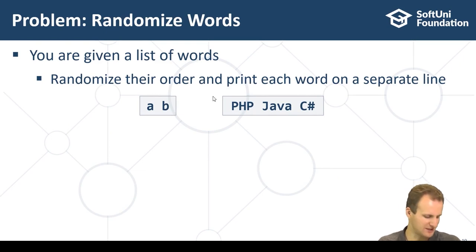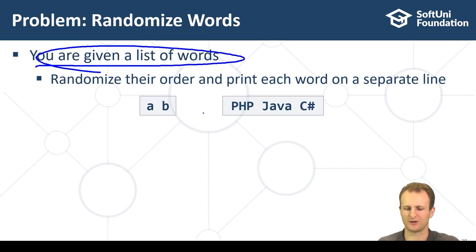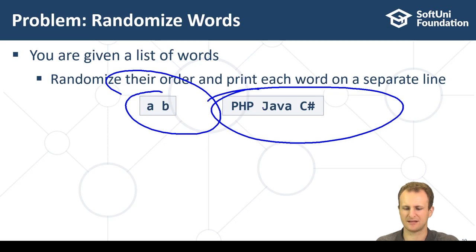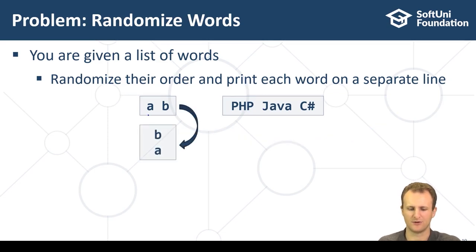And now let's solve some tasks using what we already know about Java and the classes it contains. So we have a list of words over here, and we have to randomize that list of words and print it on a separate line. So for A B, we have to print B A or A B. Again, this is randomization, so this is just an example of how the output would look. It's not the only way the output could be printed. Okay, so this over here is another example of how it should look. We have three strings in the input separated by spaces.